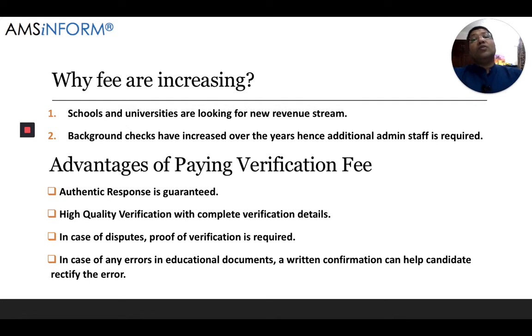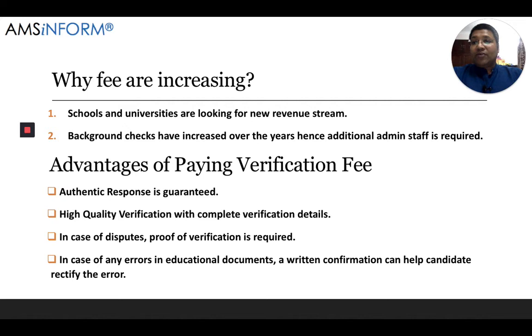Background checks have increased over the years, and additional staff is required in many universities. In some universities, the verification volume has increased threefold to fivefold, and they require more and more people to look into records and provide verification in a timely manner.